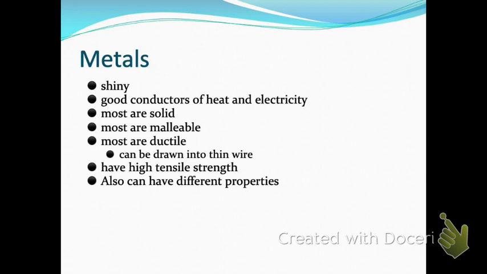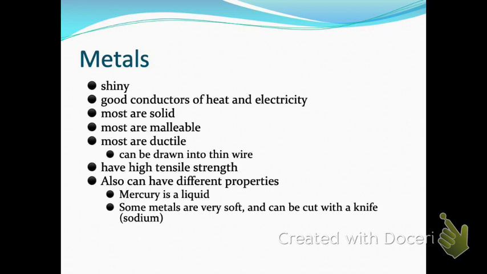So it can also have a variety of different properties. Like we said, mercury is a liquid. Some metals are really soft, like the group 1 metals. You can cut them with a butter knife, right? So they have different properties, but what we consider the true metallic properties tend to be found by the elements right in the middle here.